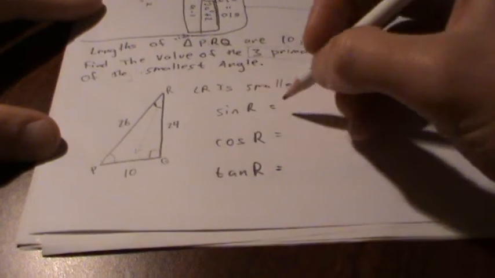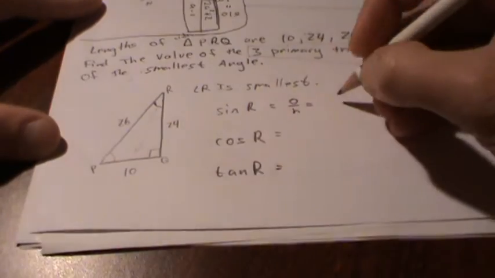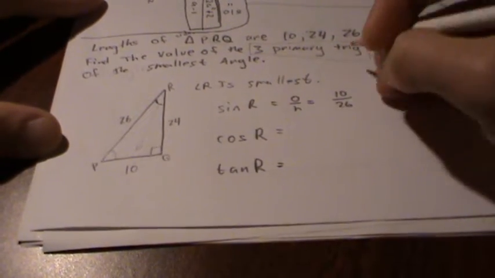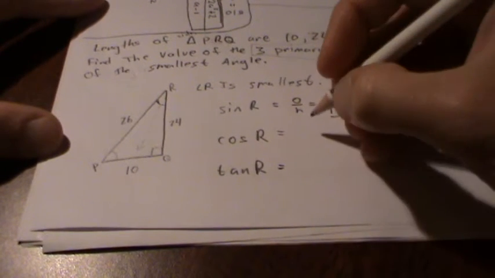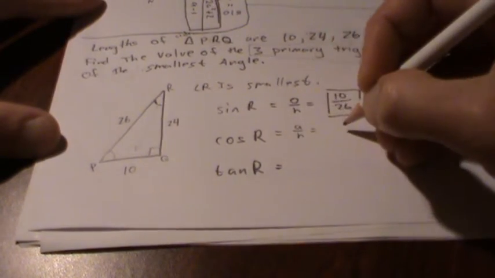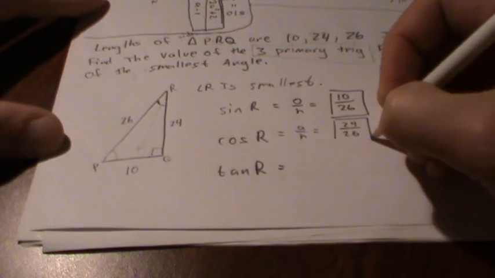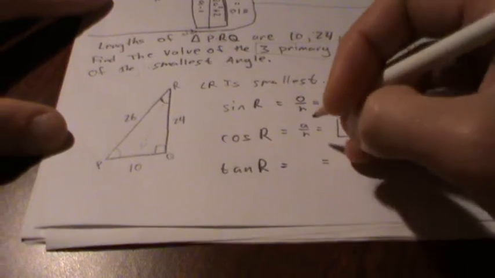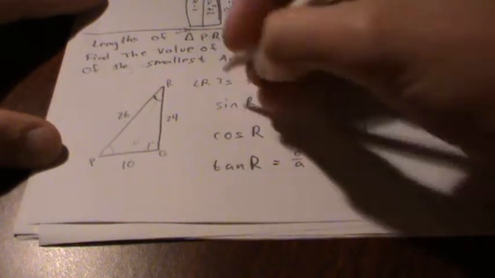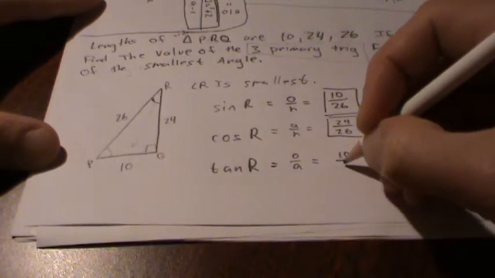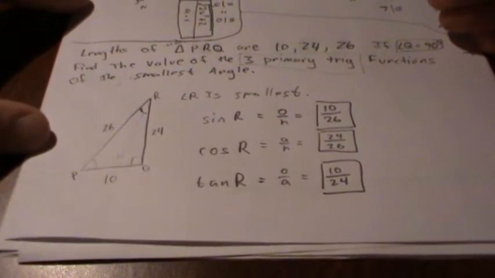Now, if I want to figure out the sine of R, the sine I just know is opposite over hypotenuse. So it's 10 over 26. And there. That's what the sine of R is. The cosine of R is adjacent over hypotenuse. Adjacent over hypotenuse would be 24 over 26. And the tangent of R would be opposite over adjacent, and so it would be 10 over 24. And there, that question is now complete.